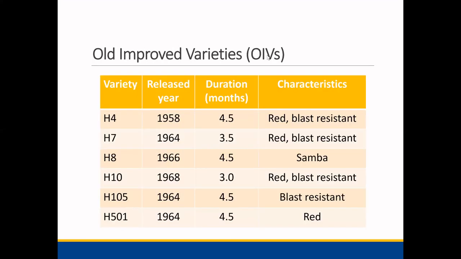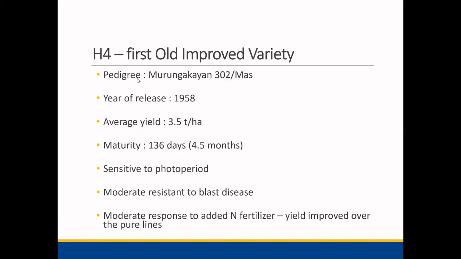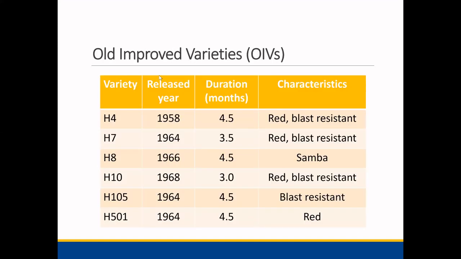So here in this table, once they developed the first old improved varieties, they developed some other old improved varieties as well. In this first column, you have some of the old improved varieties: H4, H7, H8, H10, H105, H501. These are the old improved varieties released by the Department of Agriculture. You have the corresponding released year, and then duration, and then their major characters.